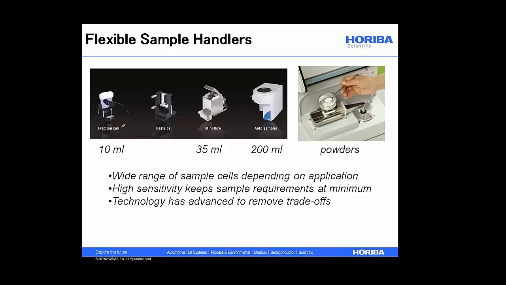Samples can arrive in different forms and in different quantities. So fraction cells requires about 10 ml of liquid. Paste cells, well, I guess what it sounds like, it's for paste. The mini flow is for 35 ml or so of liquid dispersion, and the auto sampler lets you, well, run multiple samples. And keep in mind, you can run these samples also as dry powders. So if your starting material is a dry powder, then that might be the most convenient way to go.